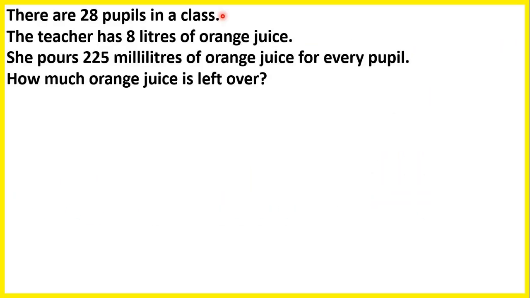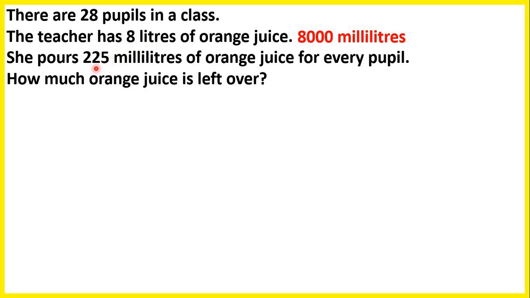There are 28 pupils in a class. The teacher has 8 litres of orange juice. She pours 225 millilitres of orange juice for every pupil. How much orange juice is left over? So 8 litres is the same as 8,000 millilitres, because there are 1,000 millilitres in a litre.